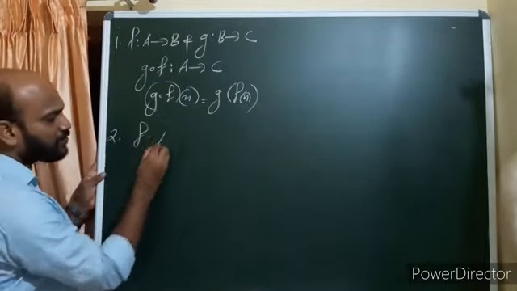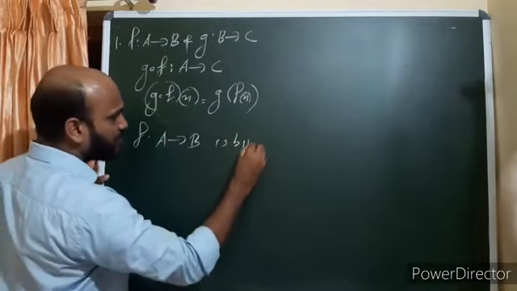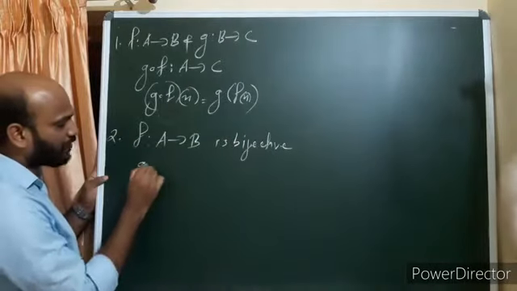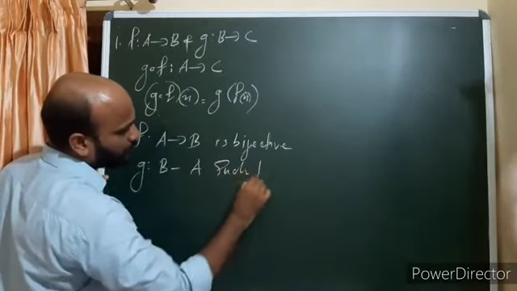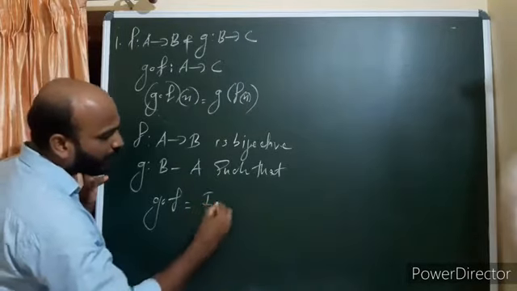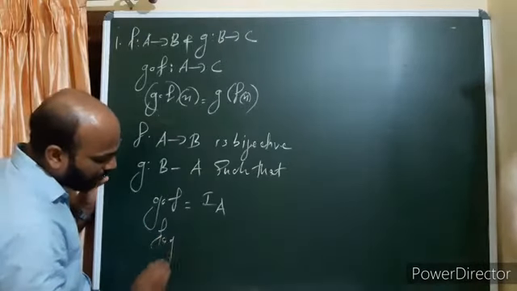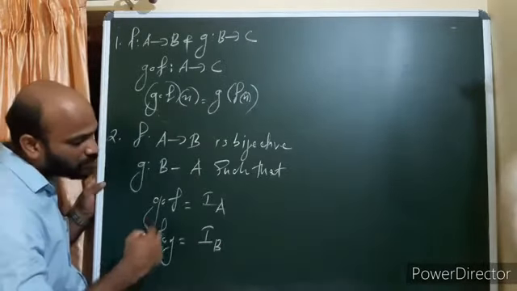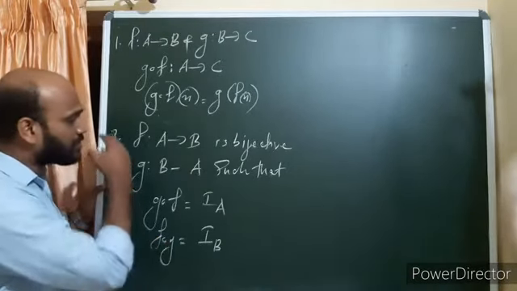If f is a function from A to B that is bijective, then there exists a function g from B to A such that g o f equal to the identity function on A. That means g(f(x)) equal to x, and f o g equal to the identity function on B. That means f(g(y)) equal to y we will get. This is the second point.